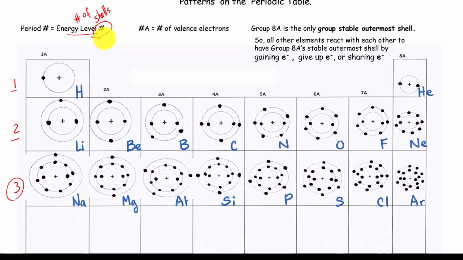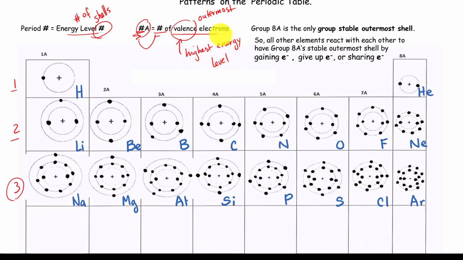Let's look at the groups. We talked about the groups, right? 1A, 2A. In this chemistry class, we only focus on the representative groups. And that's where the majority of the patterns are going to be. Well, first of all, look at the group number A. That number is actually equal to the number of valence electrons. And what are valence electrons again? They are the outermost electrons. And of course, where are the outermost electrons? In the outer shell, which in a way is the highest energy level.